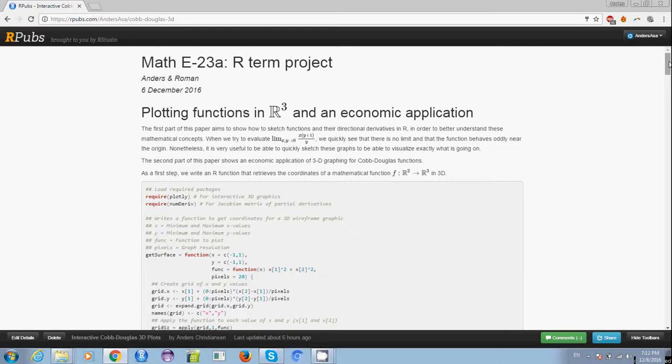And this can be useful because sometimes we can't exactly picture what's going on, for example, in a function like x times y plus 1 over y. The limit as x and y go to 0 is undefined, and it behaves oddly near the origin, but it can be useful to see that graph in 3 dimensions so you can visualize what is going on.